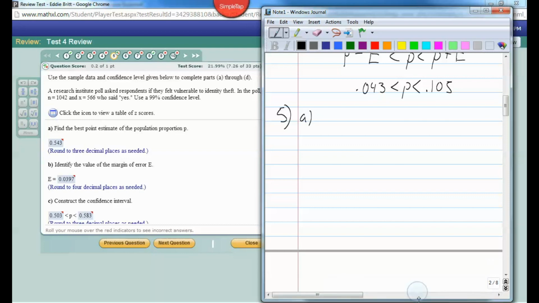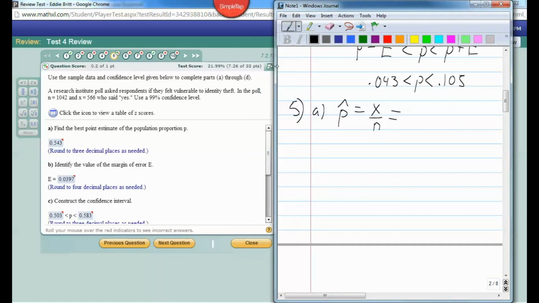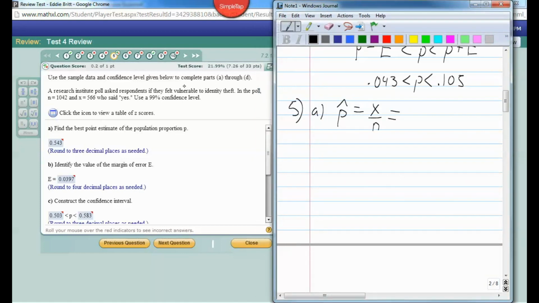What that means is that it's going to be x divided by n, so a part over a total. Let's see, an R problem here. We're looking at a research poll that asked respondents if they felt vulnerable to identity theft. In the poll, n equals 1042, x equals 566, the number who said yes. We're going to use a 99% confidence level.